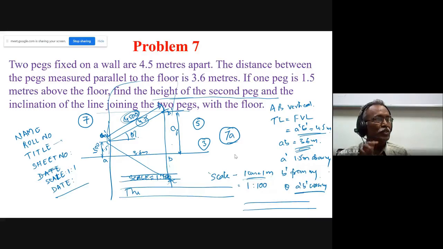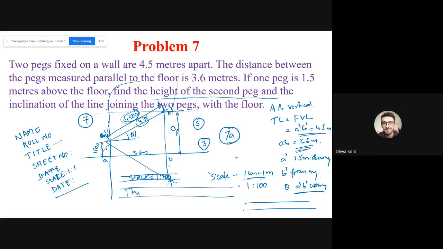So you just recollect all these things, because when you go for lines 2, I combine these concepts: when a line is parallel to HP and inclined to VP, and parallel to VP and inclined to HP. I combine this data to see what happens when it is inclined to both the planes. Is that okay? Yes, sir.